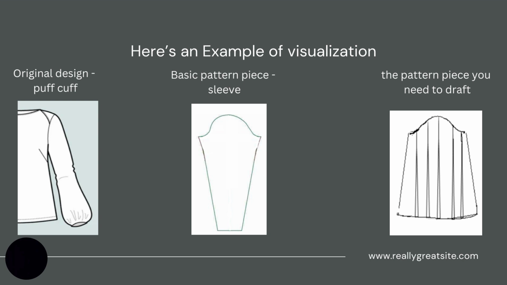The answer is the next picture over, which is the same basic pattern piece shape, which is the sleeve. It's just changed, just tweaked a little bit. And then you would lay that out onto fabric, spread it out on the bottom as it is, and that becomes the pattern piece that you would need in order to sew and turn into a puff cuff.